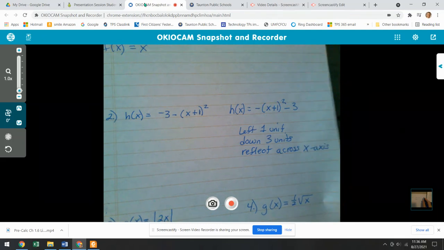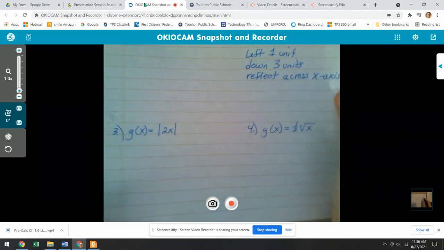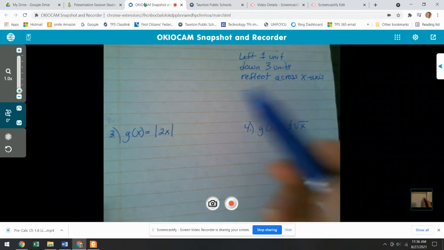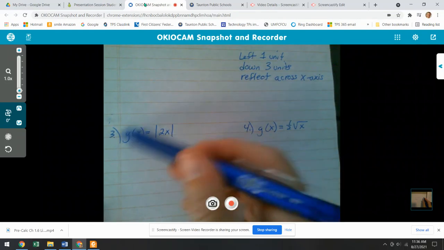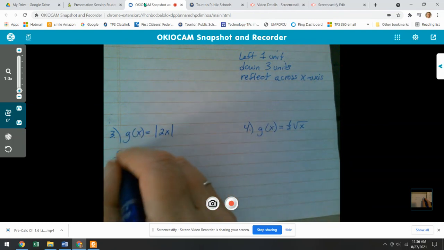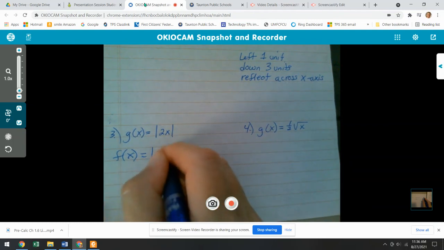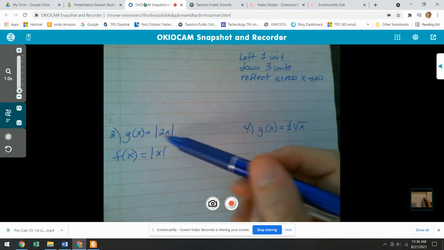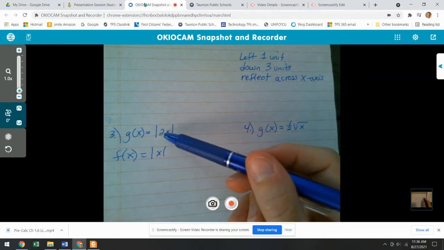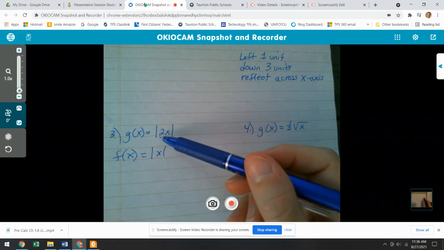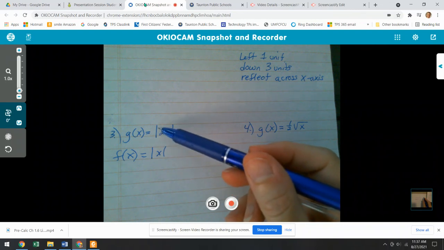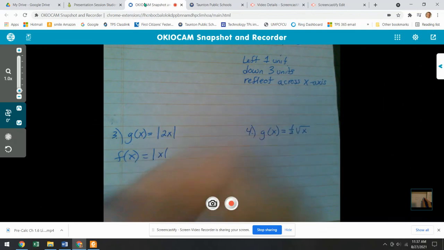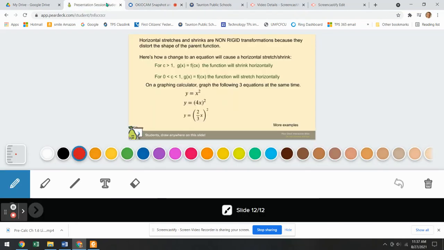We have 2 more. Again, feel free to pause these and give them a whirl. So for this equation, our parent function, for whatever it's worth, is the absolute value of x. We can see that the independent variable is being multiplied right off the bat, before it gets run through the function. So that means that we're going to be shrinking. It's this case here. And the C that we're using is 2, which is bigger than 1. So it's going to shrink horizontally.